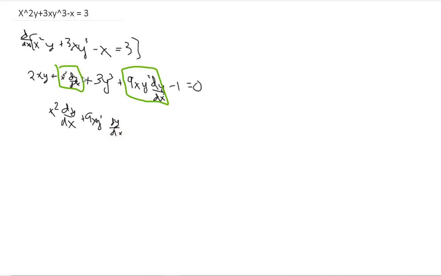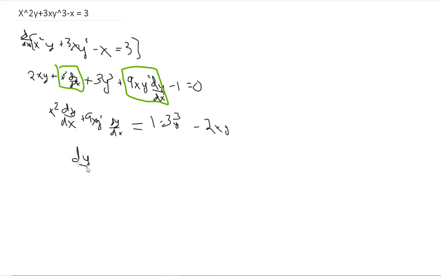Now everything else that isn't colored in green is going to be added or subtracted to the other side. So you have plus 1 minus 3y cubed minus 2xy. And so from these terms here, we can factor out a dy/dx and then divide by x squared plus 9xy squared. And that should give you your final answer.